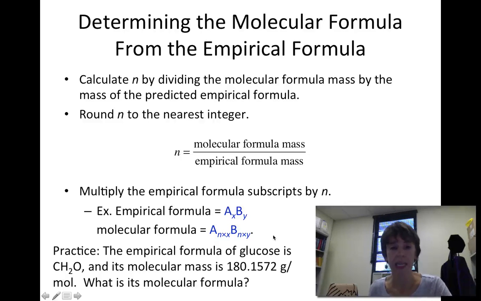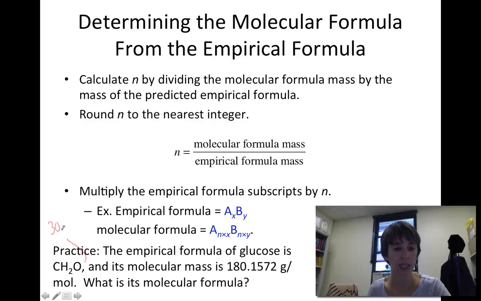Sometimes that may not be the case, that the empirical formula is the molecular formula. And if that's the case, you might be given information like in this practice problem here. Say we know the empirical formula of a sugar is CH2O. That's the ratio, 1 to 2 to 1. And we've also done mass spectrometry to know that the molecular mass is 180.1572 grams per mole. So the question is, what's the molecular formula? To solve that, what we're going to do is add up the molar mass of the empirical formula. And you guys know how to do that.